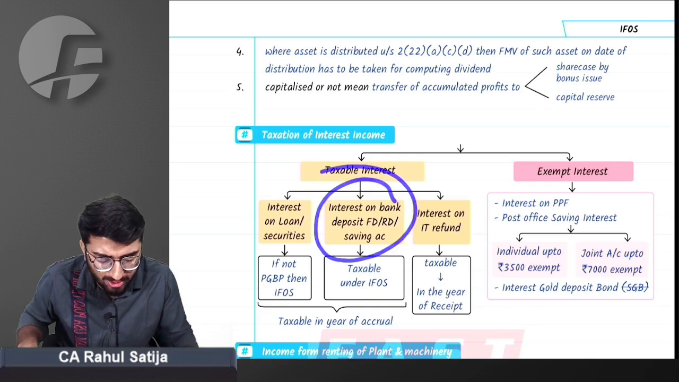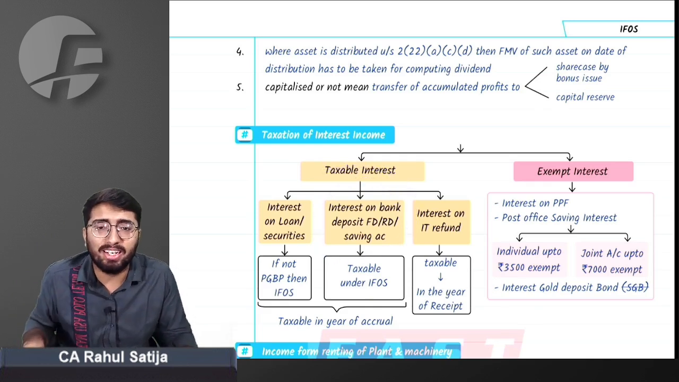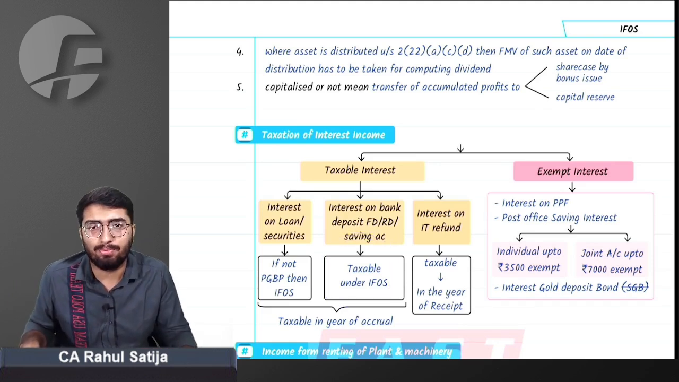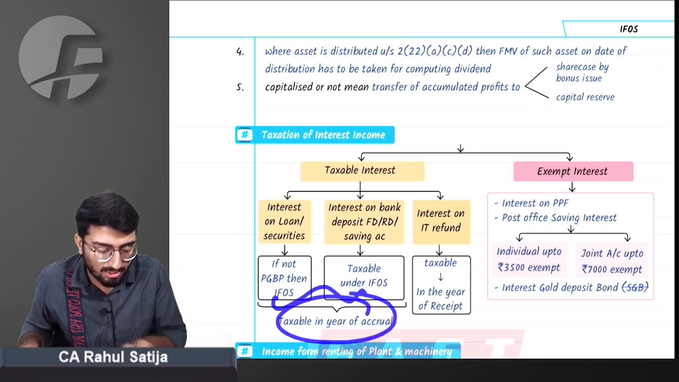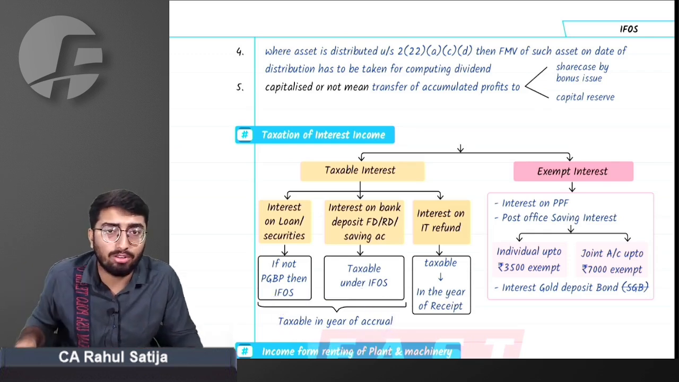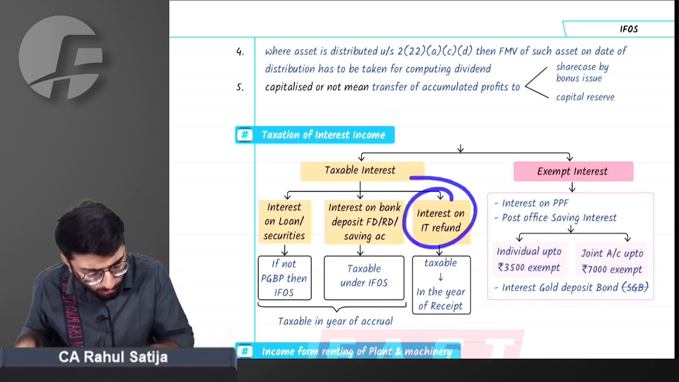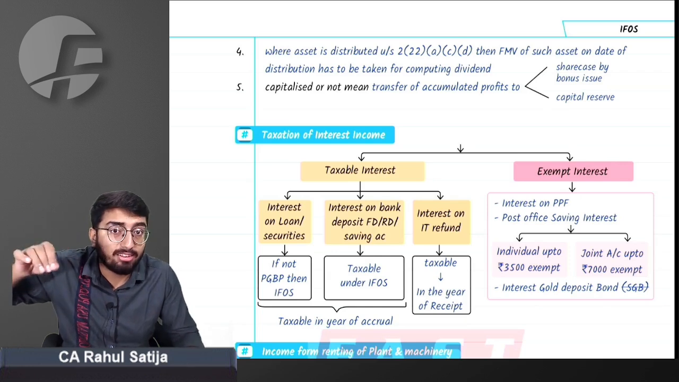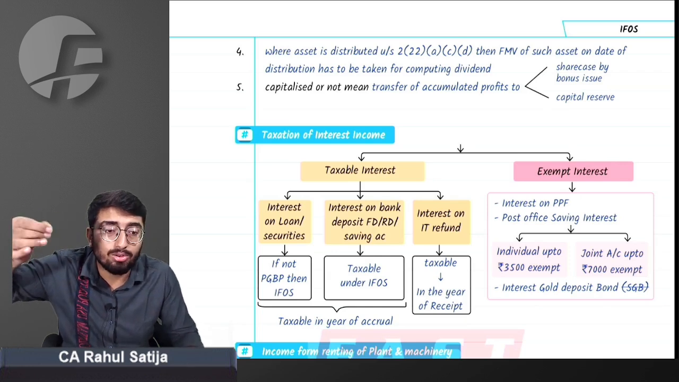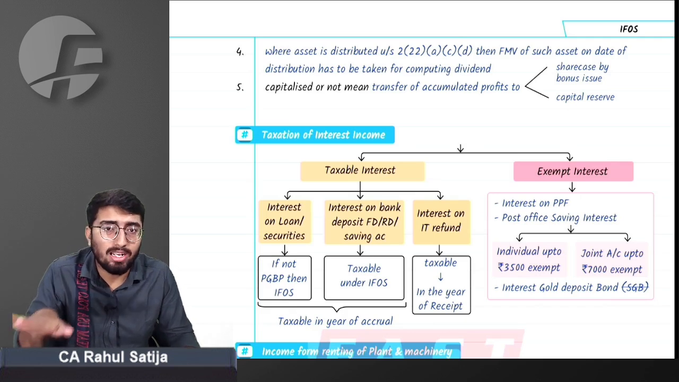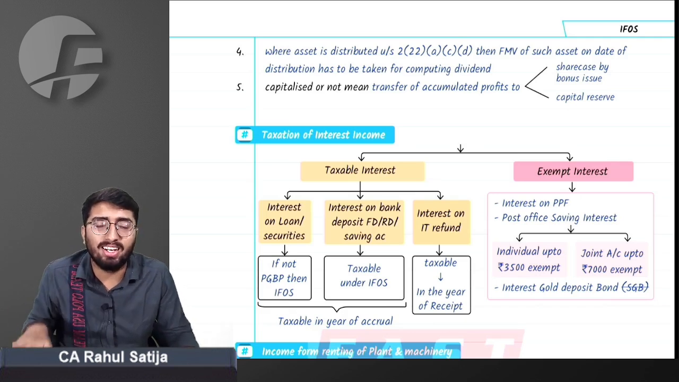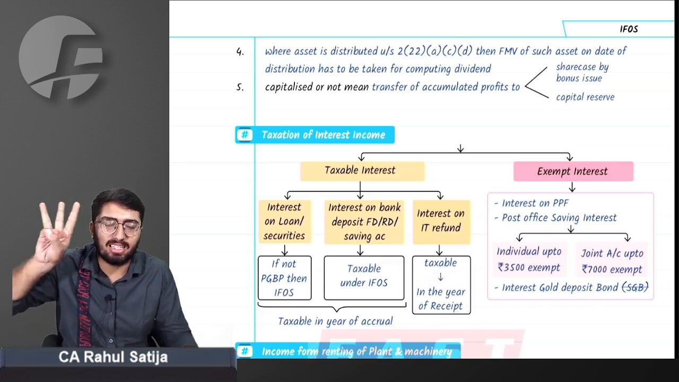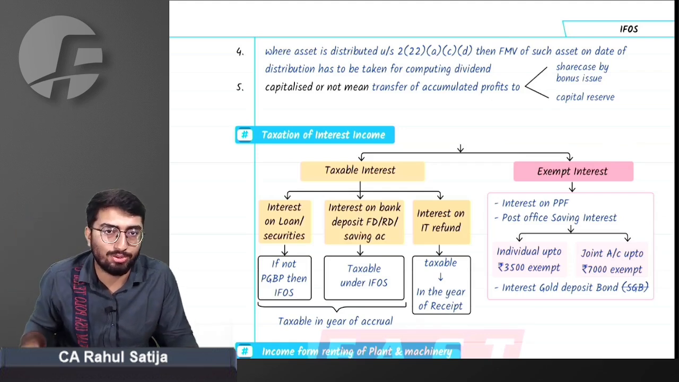Second case, when you receive interest on FD, bank deposits, recurring deposits or savings account, any kind of such interest will be taxable under income from other sources. It will be taxable in the year of accrual. Last, the most important thing, whenever excess tax is paid, you are entitled to a refund, and that refund is also entitled with interest. You are eligible for interest on such IT refund, and that interest on IT refund will be taxable in the year of receipt. So these three interests will be taxed under the head other sources.